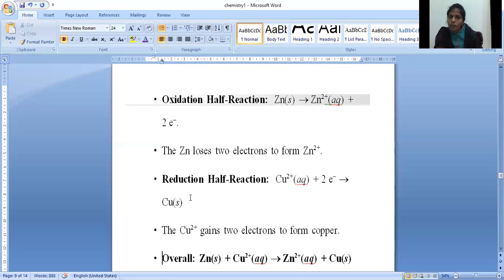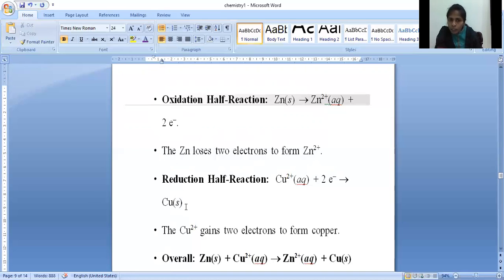Now let us see a reduction example. Reduction is gain of electrons, that is RIG. For reduction, I have taken copper plus 2. This copper plus 2 is gaining these 2 electrons. Whatever electrons are lost by the oxidation, those electrons are gained by the reduction. So this copper plus 2 gains 2 electrons to produce copper.